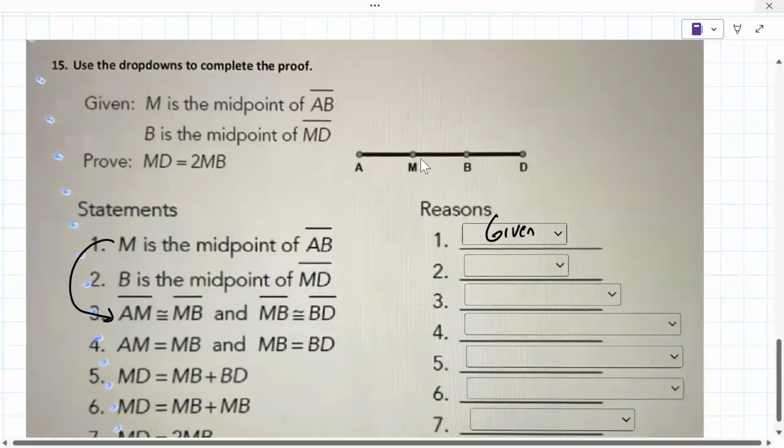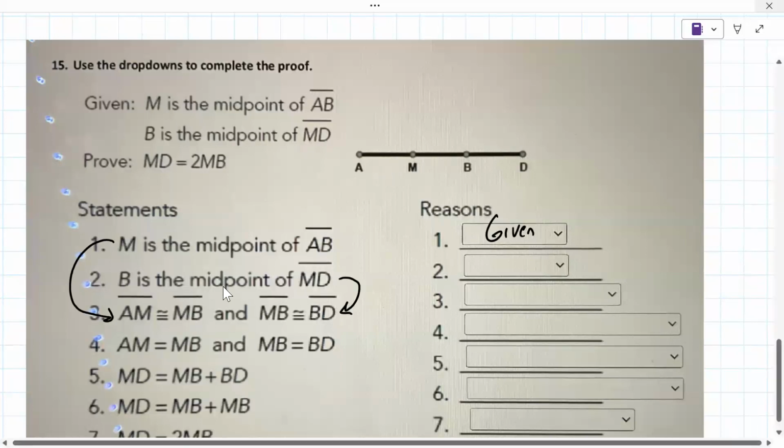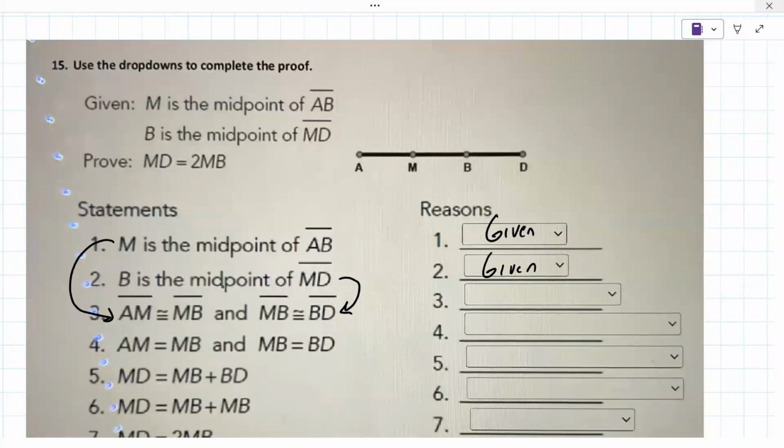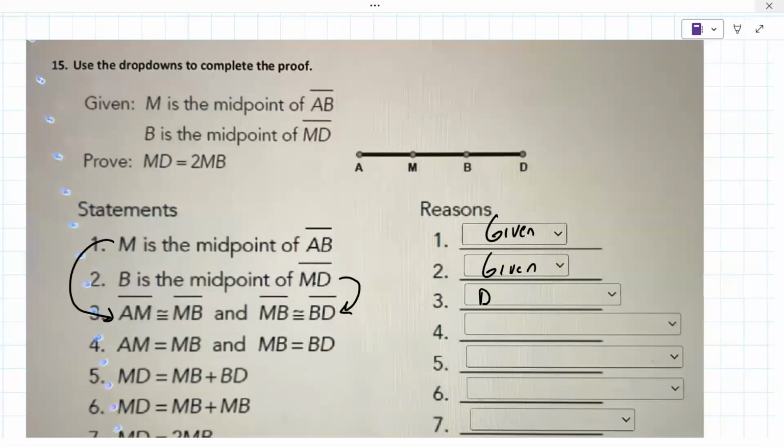B is the midpoint of MD. Okay, and that leads to this one here. So the givens almost always lead to stuff later in the proof. The fact that it's the midpoint doesn't mean that they're congruent. You write that they're congruent, and the reason they're congruent is the definition of a midpoint.